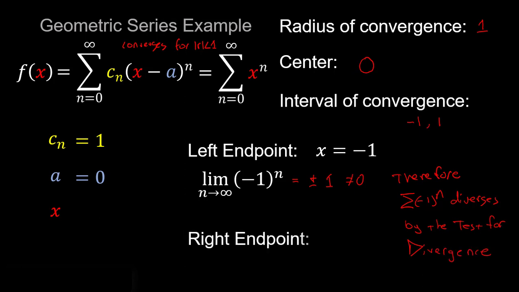Similarly, we can look at the right endpoint where we get from up here where x equals 1, and we find that limit. It's 1 to the n, which is equal to 1 as n goes to infinity, which is not equal to 0. Therefore, we can conclude the same thing. So maybe we just put a plus or minus 1 in there. So we know that for either one of these cases, it's going to diverge by the test for divergence. And because we know that this -1 and 1 are not included in our interval of convergence, we can go ahead and put a parenthesis here and a parenthesis here, as opposed to a bracket, for example, if either of those points were included in that interval of convergence.